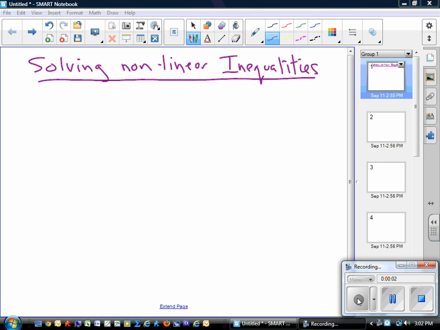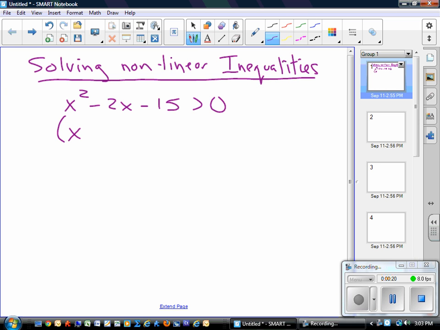Today we're going to talk about solving nonlinear inequalities. Let's start off with a quadratic. I take x squared minus 2x minus 15, and I want to set that greater than 0. Now, if this were an equality, we'd factor. So we know we have x minus 5 times x plus 3, and that's going to be greater than 0.